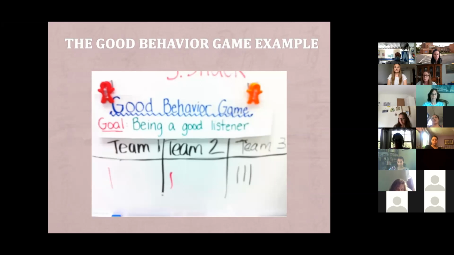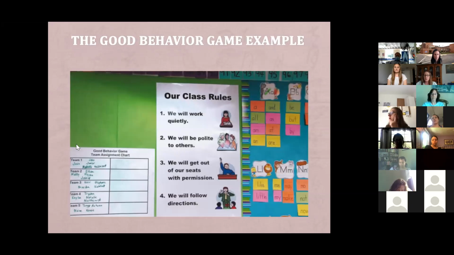Like this one says, being a good listener, and then it's broken down into 3 teams. And again, you're just putting tallies. Here's another one on the bottom by the class rules. You see the good behavior game team assignment chart, and then it has the students' names with the team 1, and then you put the tallies in the column next to it. Again, to be creative, you can have the kids even pick names for their teams if you want to as well.